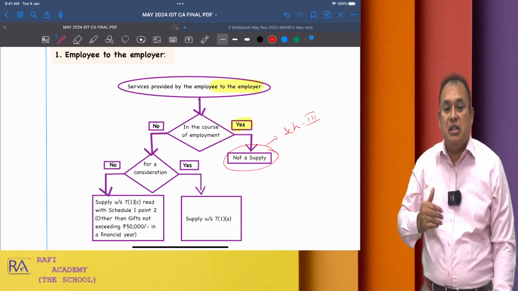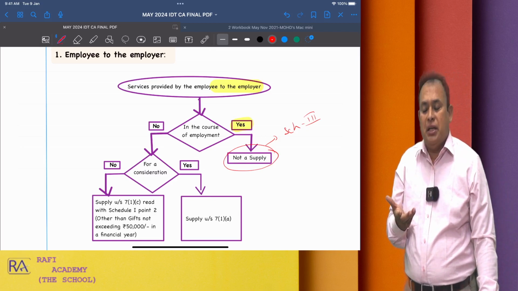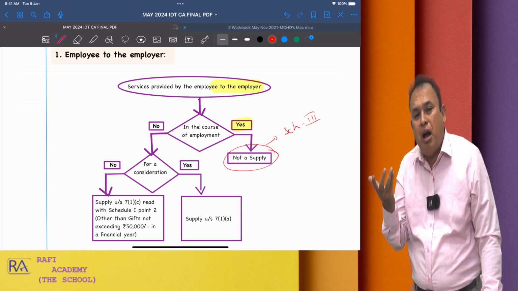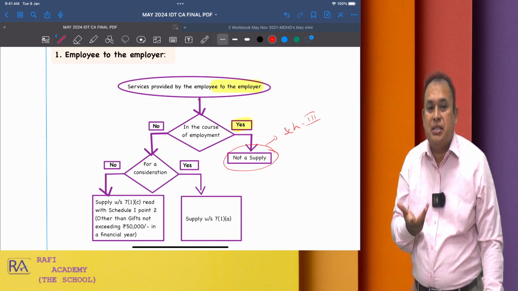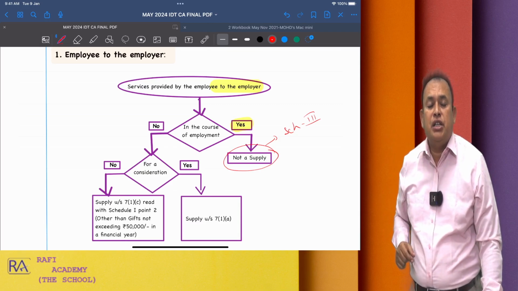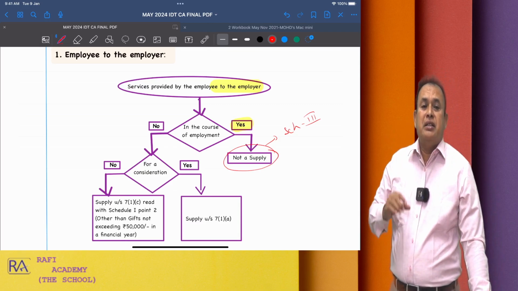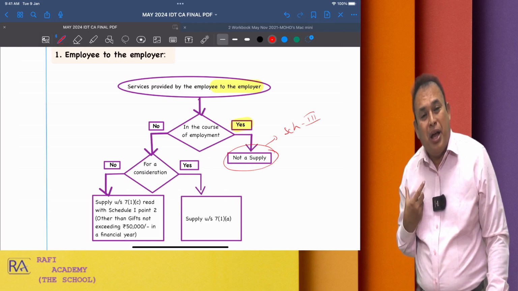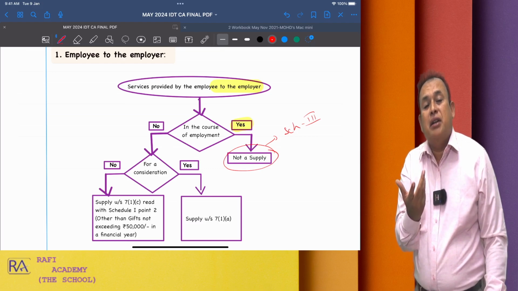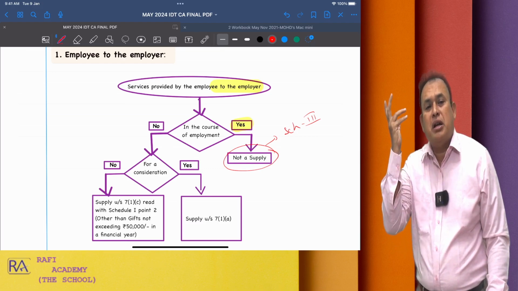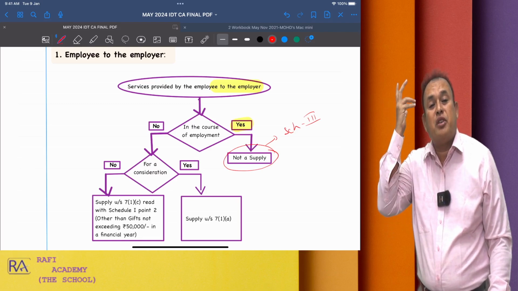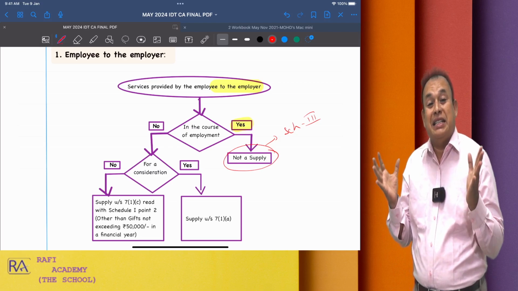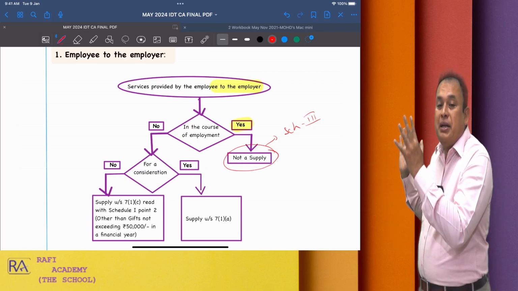Which transaction will be covered under Schedule 1, sir? As you are aware, related parties, that is, a transaction between employee and employer, is between related parties. As a result, obviously it is covered under Schedule 1. Even a transaction not for consideration, supplied by the employee to the employer not in the course of employment, is covered under supply, because it is covered under Schedule 1, where even without consideration it is a supply. That is the reason it has been elaborated like this.